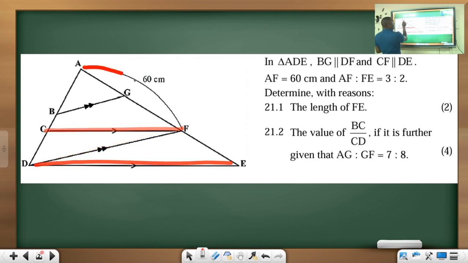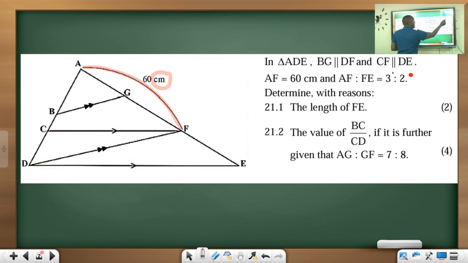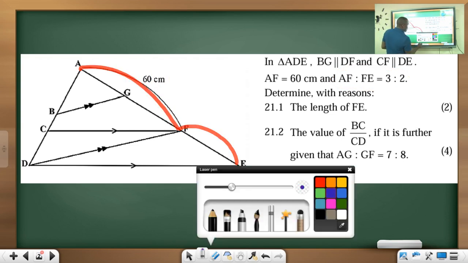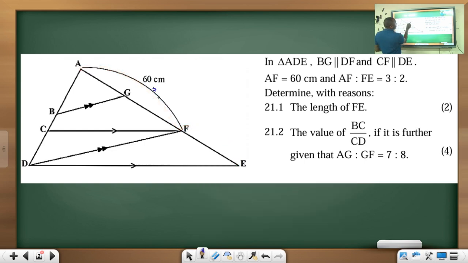AF is 60. Now, this is an actual length because there's centimeters there. Now, this one is a ratio, AF to FE. Where is it? Oh, the same AF to FE. Beautiful. 3:2. Once I see a ratio, please introduce a variable. So AF is going to be 3x and FE is 2x. Okay. Determine the length of FE. That's a very, very straightforward question.